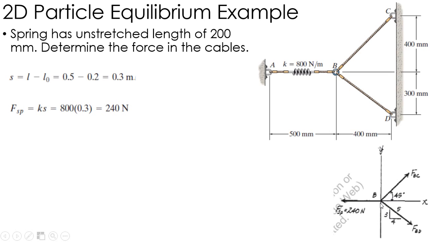Everything's labeled. Now I simply sum my forces in x and sum the forces in y. So the sum of the forces in the x is going to be FBC cosine 45, 4/5 FBD, both of those in the positive x direction, and then I've got negative 240. So that's the sum of the forces in the x direction. I set those three forces equal to 0.